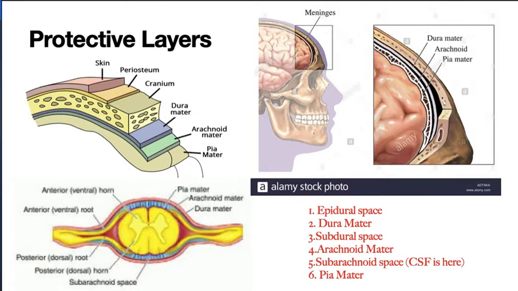The meninges surround the brain as well as the spinal cord, and they function to protect the brain from injury by compartmentalizing the cerebral contents. They also protect it from infection by means of the blood-brain barrier.